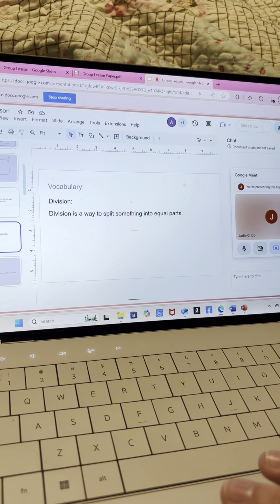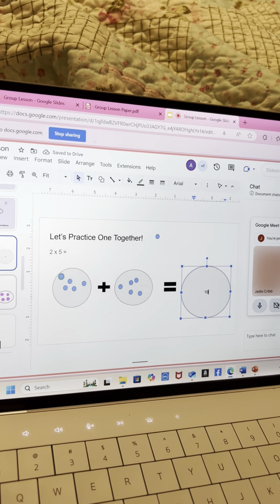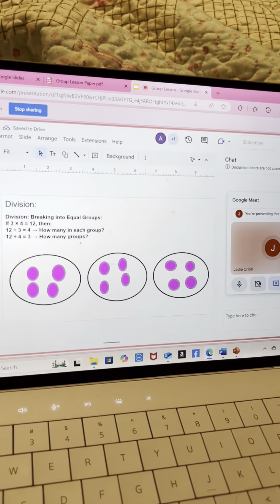Thank you. 3, 4, 5 equals 10. You don't have to add all of those in 10. Okay, we know. Thank you. All right, and then we're going to talk about division.